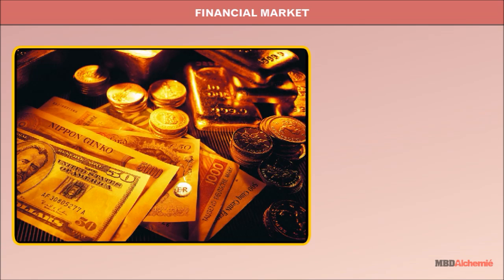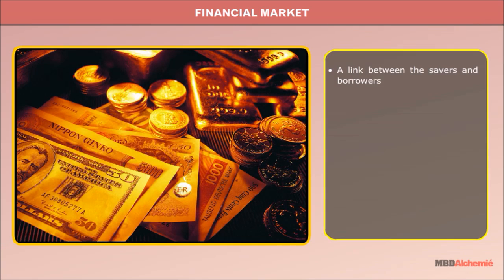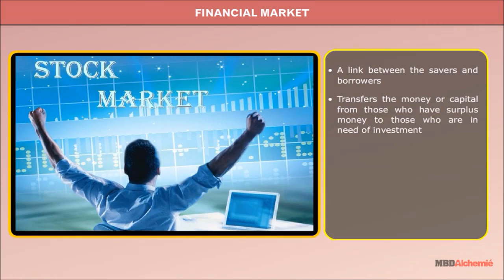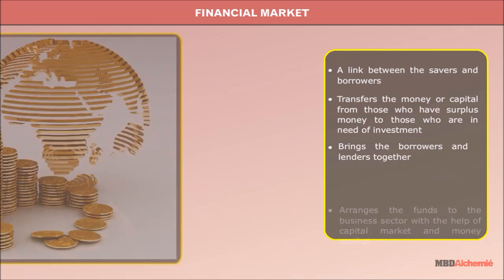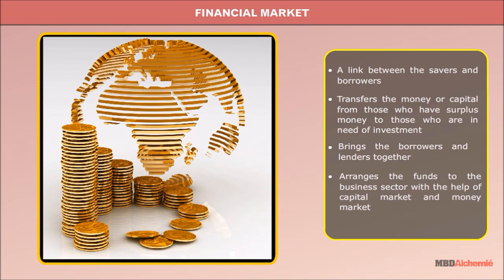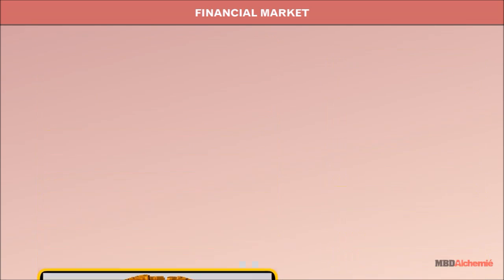Financial market. Financial market is a link between the savers and borrowers. It transfers the money or capital from those who have surplus money to those who are in need of investment. It brings the borrowers and lenders together. It arranges the funds to the business sector with the help of capital market and money market.